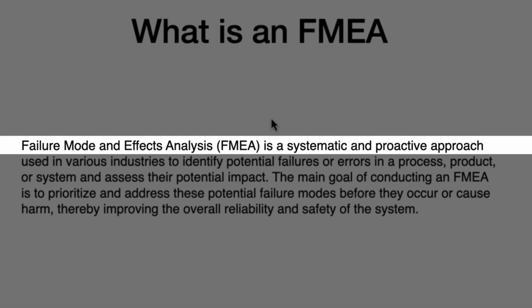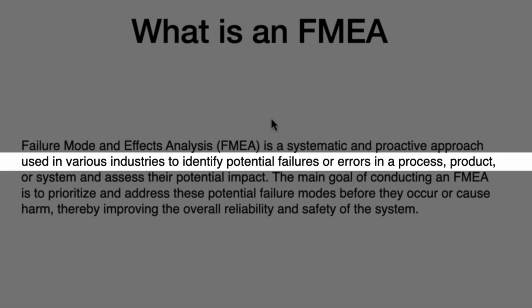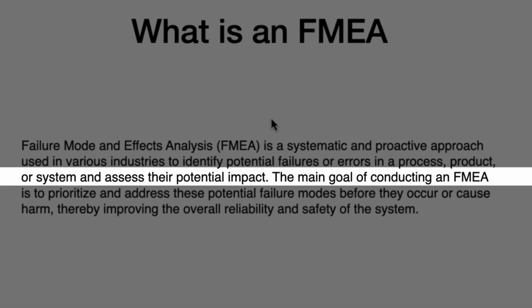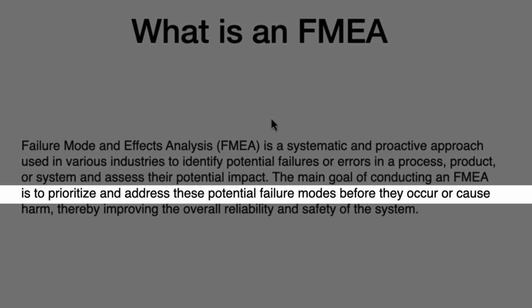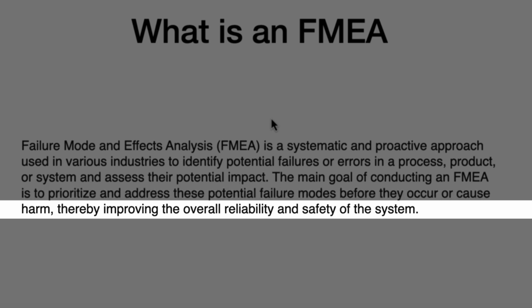Now let's define what an FMEA is. I'll read the formal definition, and then I'll give you my thoughts. Failure modes and effects analysis, FMEA, is a systematic and proactive approach used in various industries to identify potential failures or errors in a process, product, or system and assess their potential impact. The main goal of conducting an FMEA is to prioritize and address these potential failure modes before they occur or cause harm, thereby improving the overall reliability and safety of the system. And that's a pretty good definition.